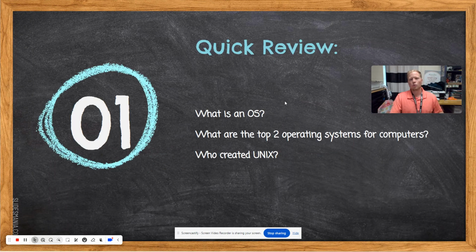All right, so quick review. What is an operating system? An operating system is what sets up, runs, and controls how your computer functions. What are the top two operating systems? That is Mac OS and Windows 10. And who created Unix? That would be Bell Laboratories.